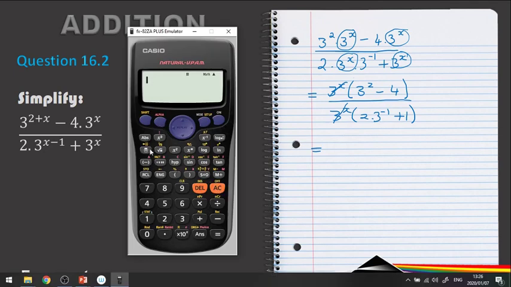Now we have 3 squared minus 4, so that's 9 minus 4, which is 5, and then 2 times 3 to the power of negative 1, and that is added to 1, so this gives us 3.